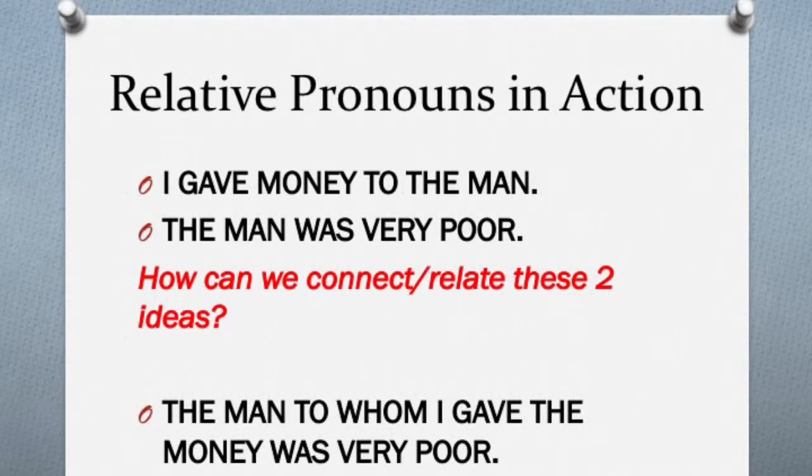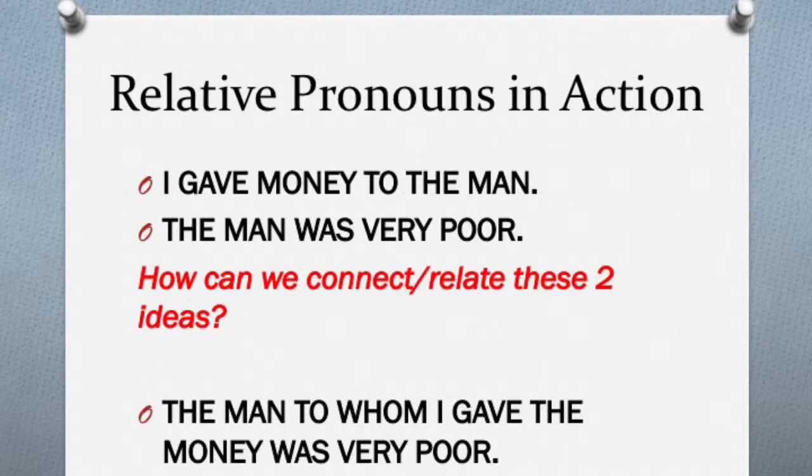Let's look at one final example together. The sentences in the original forms are I gave money to the man, and the man was very poor. I'm going to focus on the fact that the man is very poor, and then I'm going to connect the idea that I gave money to him as the relative clause. Notice that I use the dative form of the relative pronoun, to whom, because the man is receiving something. I create a new sentence that says, the man to whom I gave the money was very poor.